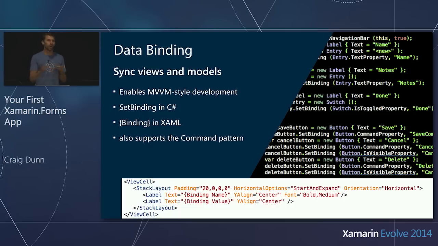Just rather than right-to-left assignments all through your code, use binding context and data binding either in C# or XAML to surface values and get changes really simply without lots of code. We also support the command pattern so that you can create view models that can provide functionality as well without being tightly bound to the user interface.